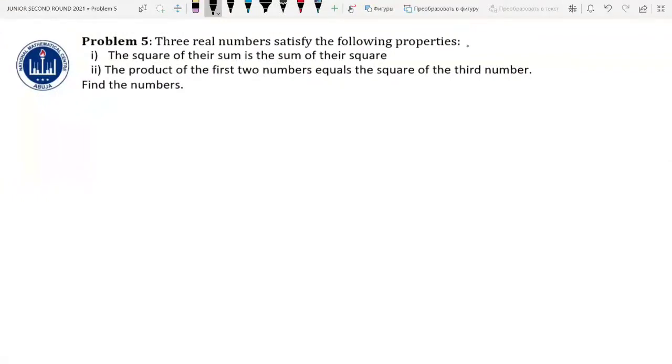And in today's video, we are going to cover another problem from the Junior Second Round Maths Olympiad 2021, fifth problem in the exam. So it goes like this. Three real numbers satisfy the following properties. The first property being that the square of their sum is the sum of their squares, and the second one being the product of the first two numbers equals the square of the third number. So find the numbers.